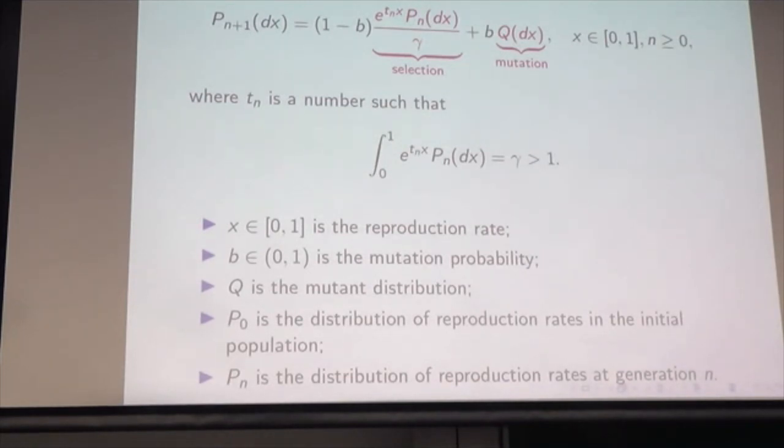Any individual will mutate with probability B. Since we have an infinite population, a proportion B of the population will be mutated, and once mutated, it gets a new value sampled from the same distribution Q, the mutant distribution, which is the same for all individuals. So we see the term B times Q. Those that didn't mutate go through the selection part, the competition part. What is dx?